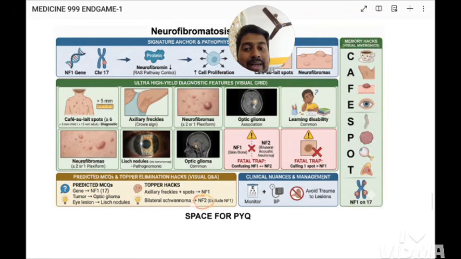In neurofibromatosis type 2, you will get bilateral schwannomas. So NF1 is mainly limited to skin and bone, and NF2 is basically bilateral acoustic neuroma. So don't confuse both of them. And if there is only one café-au-lait spot, that doesn't mean it is neurofibromatosis.